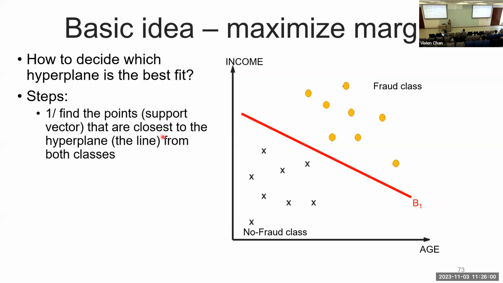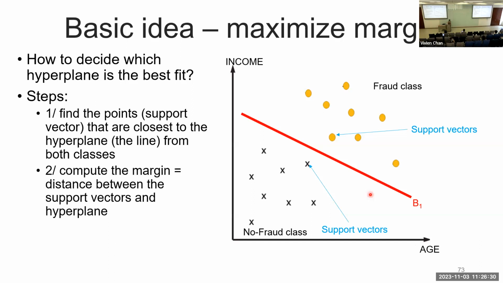The first step is you find something we call the support vectors. The support vectors are basically the data points that are nearest to the decision boundary, or the hyperplane. So these are the support vectors. And then after finding the support vectors, you want to find the margin.